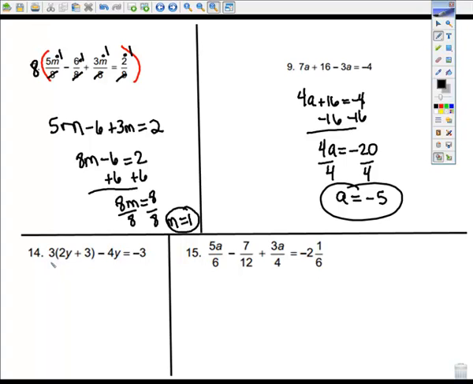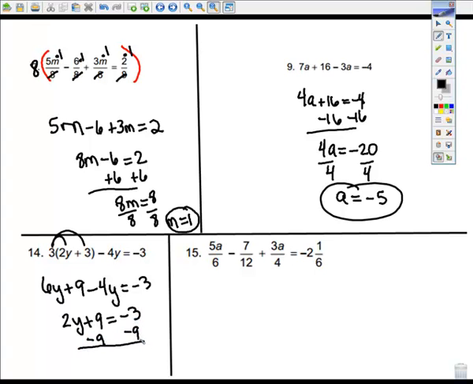I have another problem where I have to distribute. Let's distribute this 3 over the two terms. 3 times 2y is 6y. 3 times positive 3 is plus 9. And then I have minus 4y equals negative 3. 6y minus 4y is 2y plus 9 equals negative 3. I have to subtract the 9 from both sides. 2y equals negative 12 when I take negative 3 and subtract 9 more. Divide by 2, and I'll put it over here. There's more space. y equals negative 6.